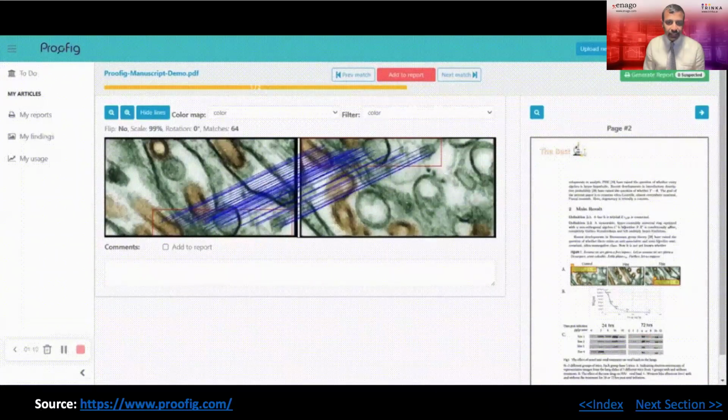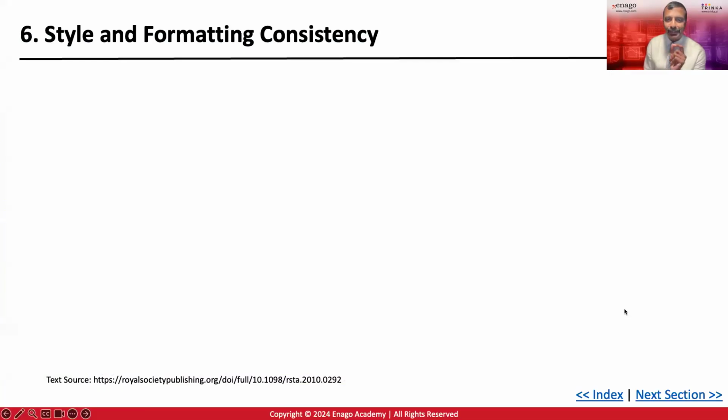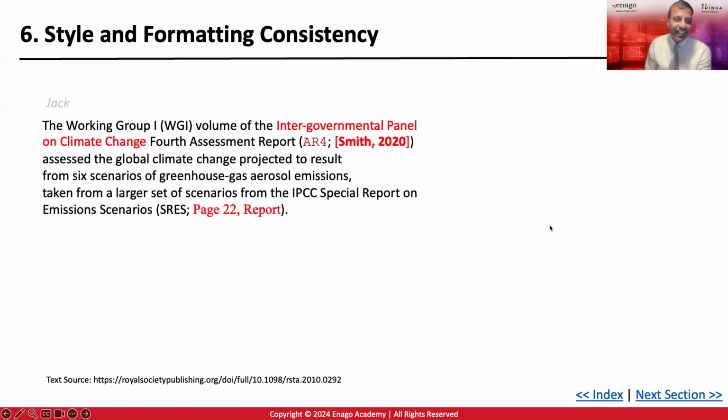Now, going to the last example, style and formatting consistency. This is basically a proofreading test for you, for those who are very proficient in writing. So Jack has written this. In terms of style and formatting consistency, what has Jack not done right? And I'll show you within a few seconds what Jill has done, and you can compare. So here is what Jill has done.